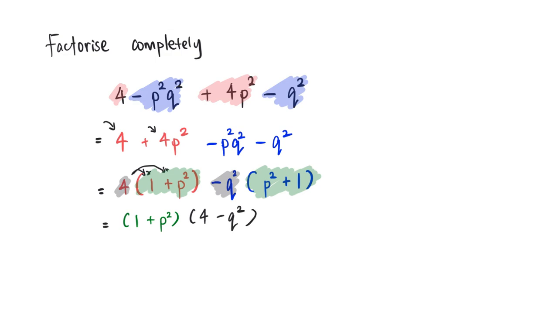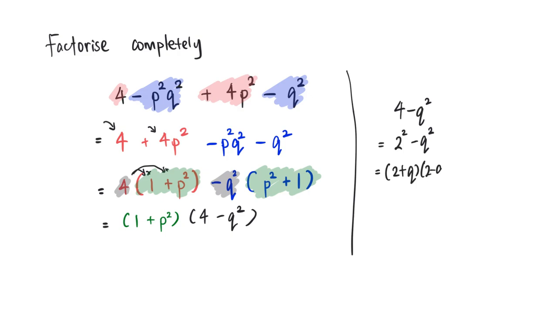And I pause for a while because I realized that, hey, can I factorize 4 minus q square? And the answer is yes, because 4 minus q square can be written as 2 square minus q square. Meaning, I could continue to factorize them using the algebraic special product of a square minus b square equals a plus b, a minus b.